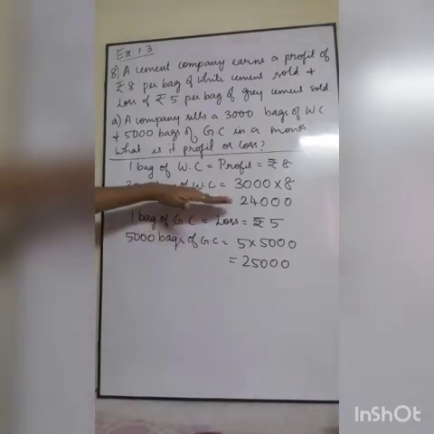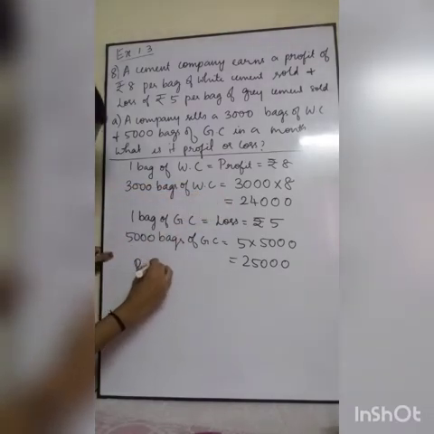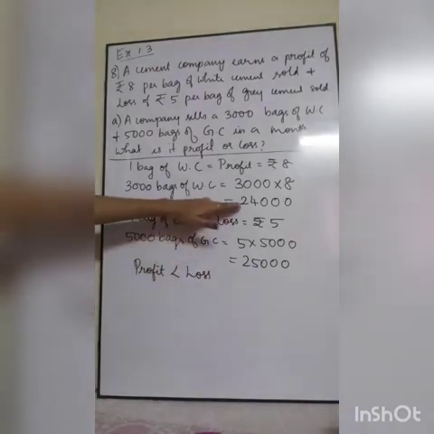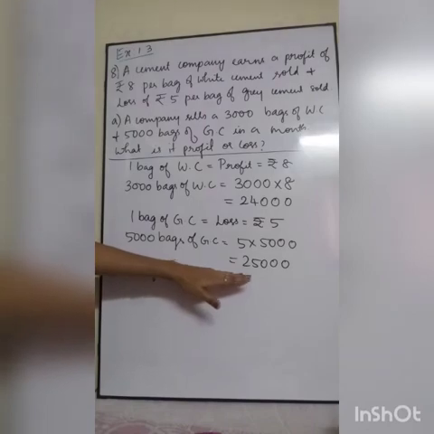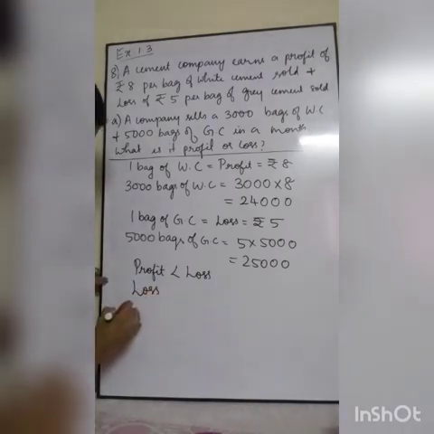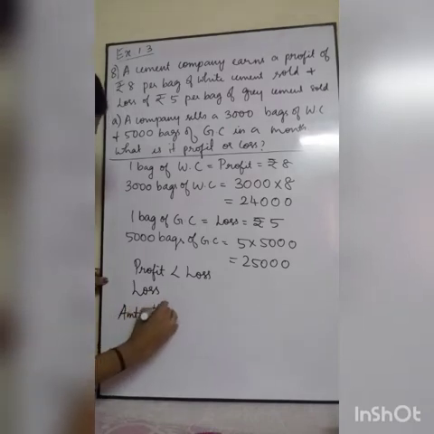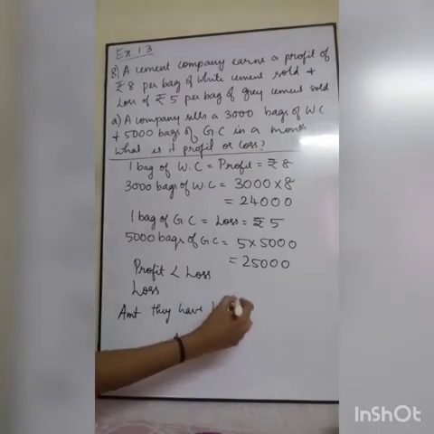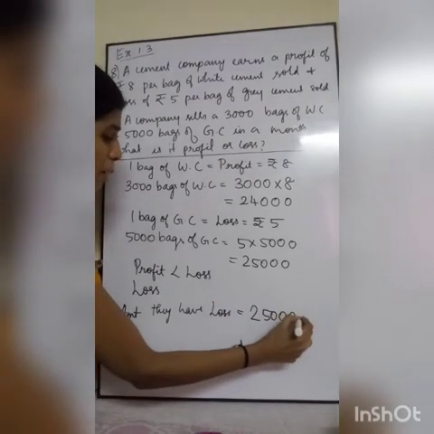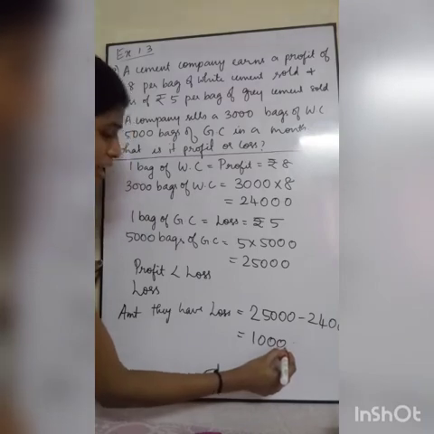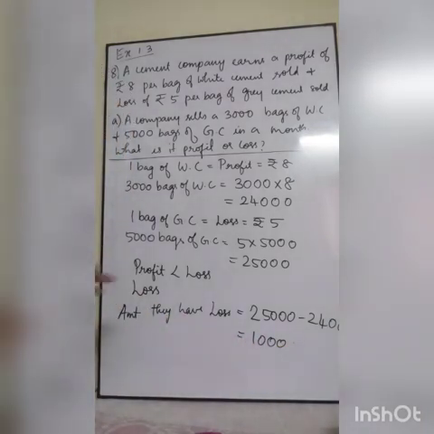But here the profit is less than the loss, right? Profit is 24,000, loss is 25,000. So profit is less than loss. So here they are facing a loss. If you want to find how much amount they have lost, how to find it? You should find 25,000 minus 24,000. So how much are you getting? 1,000. So you are getting 1,000 as your loss amount.